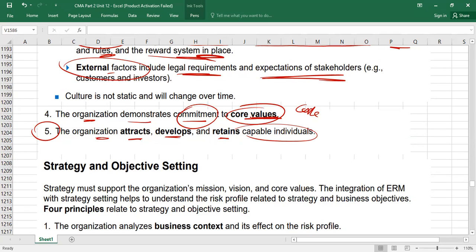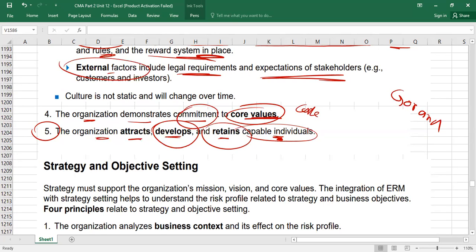For example, it should not be that you are hiring capable, competent people but not developing them for their career, or maybe not retaining them. So you should hire competent people, you should develop them, like career succession planning should be there, and you should retain them. If you have these five things, then we can say there is governance and culture.